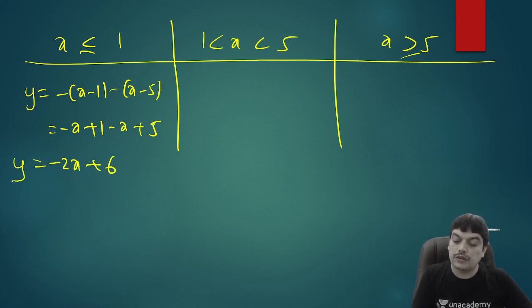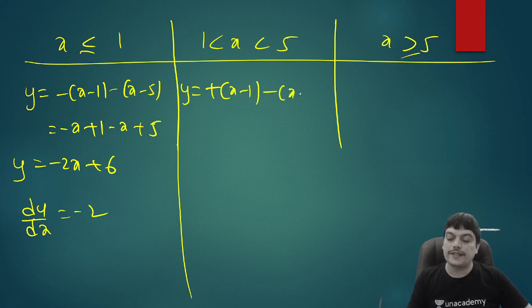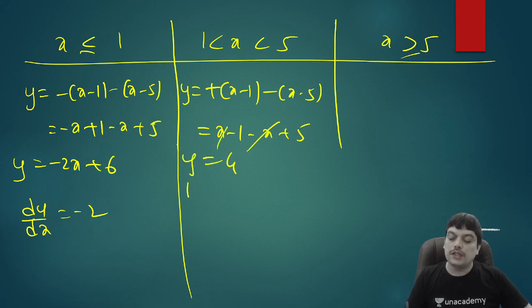6 or 4? 6 only. So now what is the derivative in this case? Derivative in this case is minus 2. So before 1, the derivative is minus 2. If x is between 1 and 5, you know that x minus 1 will be positive, so the first mod will open with a plus, but x minus 5 is negative, so the second mod will open with a minus. So this will give you x minus 1 minus x plus 5. And in this case, you are getting the answer as 4. So the derivative will become 0. In this case, derivative is 0.